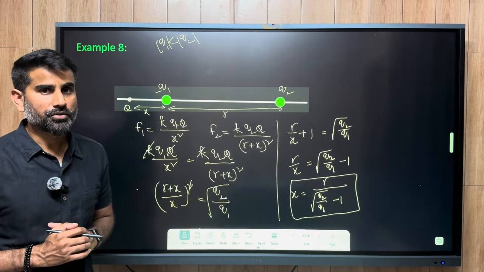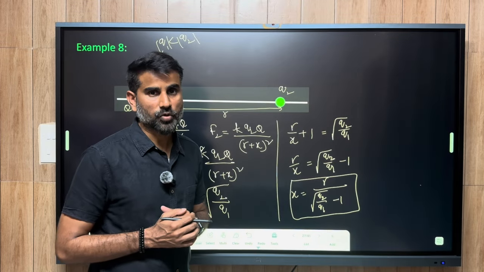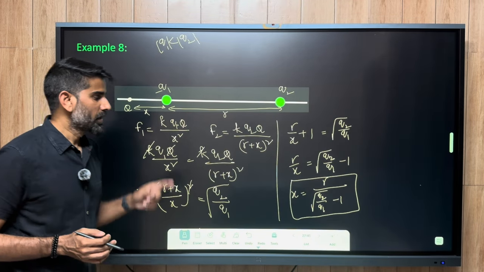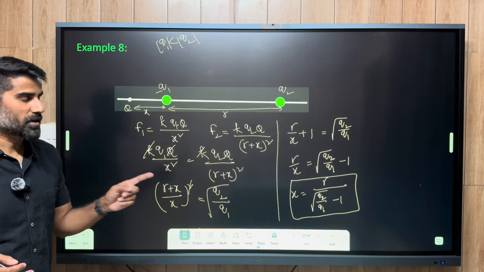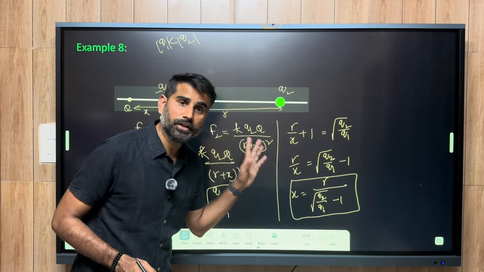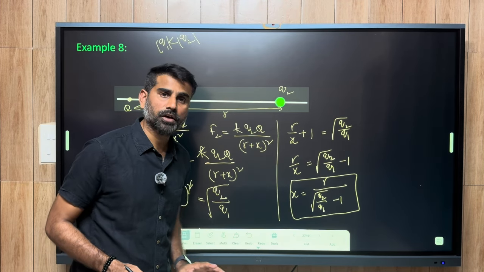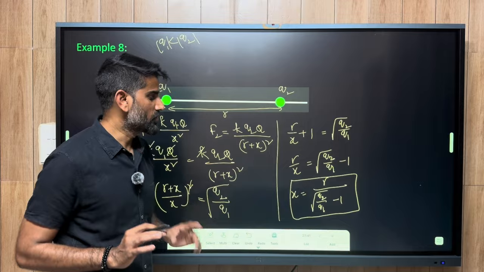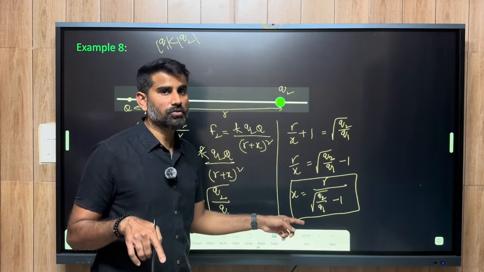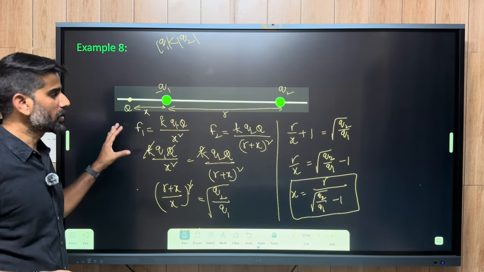when the two charges are of opposite nature, where we get a plus sign if the two charges are of the same nature. We have got two results here. X is equal to R by (root over Q2 by Q1 minus 1). But as I have already told you, you need to consider the magnitudes only. Magnitudes of charges only have to be taken in the formula, not with the signs, because there is a square root. If you put a negative sign, you will get an error.